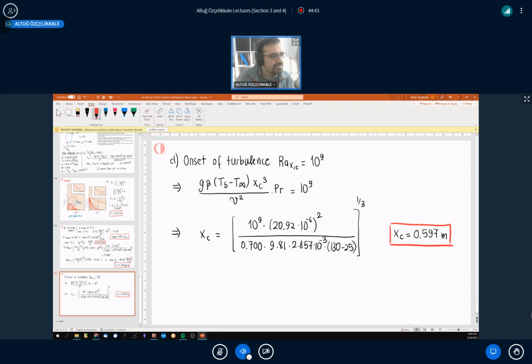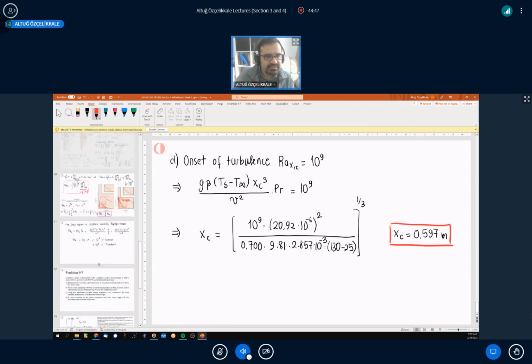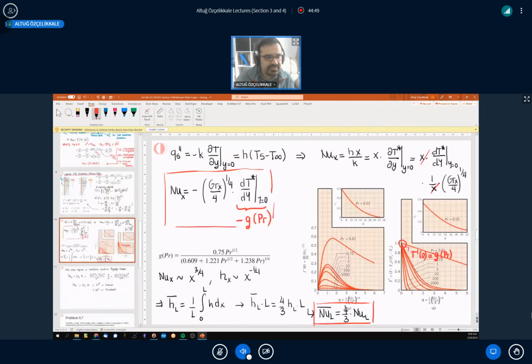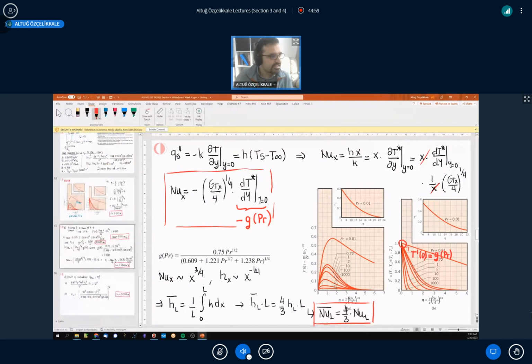Let's remember and make sure that this solution that we obtained here, this particular solution, is valid for laminar free convection over a vertical plate. That's a very specific condition. But for vertical plates, we can have turbulence as well. And in general, for turbulence, we rely on empirical correlations.